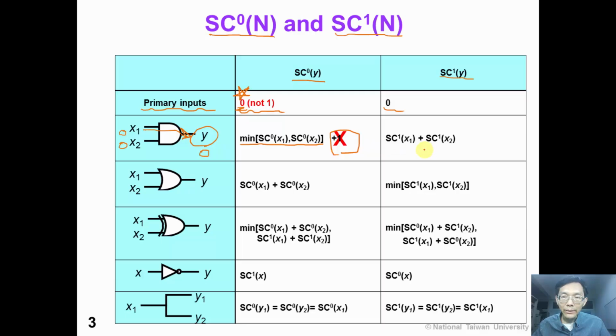For SC1 of Y, we take the summation of SC1 of X1 and SC1 of X2. Again, there is no additional 1 here at the end. For the OR gate, the inclusive OR gate, and the inverter, the numbers can be explained in the same way. For a fan-out branch, the SC of the fan-out branches is the same as the SC of the fan-out stem.